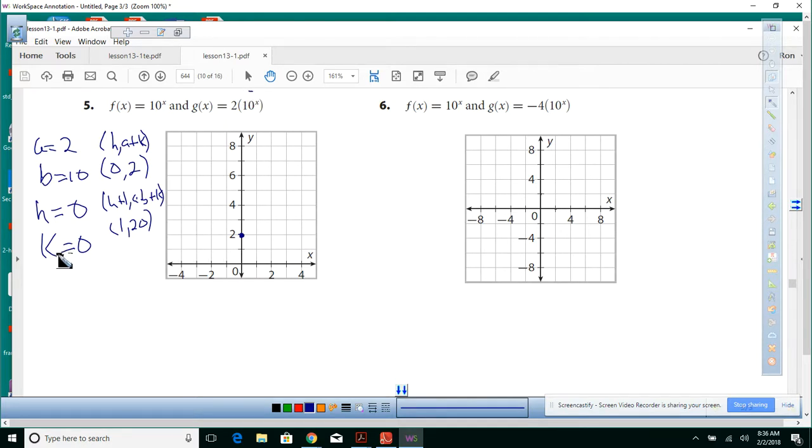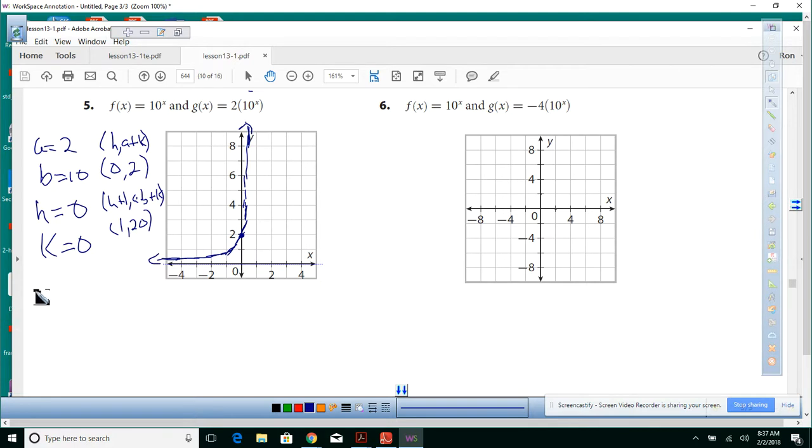Now K is 0, so we're going to have our horizontal asymptote at 0. Need that so we can draw it. And then we're going to have some, and I mean to tell you, that's going to be a sharp turn. That gets up there quick.